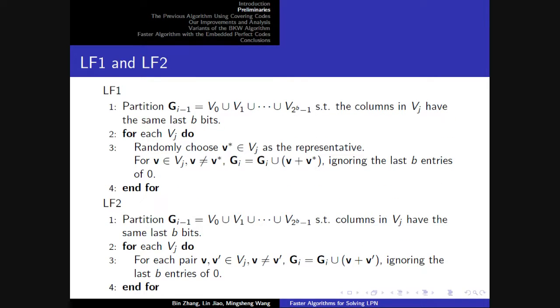This is a description of F1 and F2. We can see that we partition the matrix according to the value of the last B bits of each column. For F1, we just pick a representative in each partition, and we form pairs for the other non-representatives. We do this to ignore the last B entries of 0. For F2, this part is the same, except that for each pair in this partition, we form a XOR and ignore the last B entries of 0.